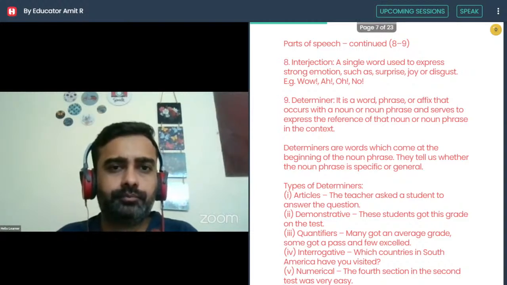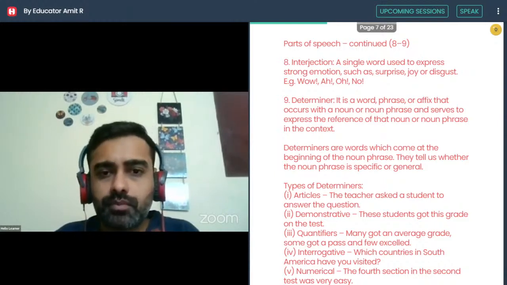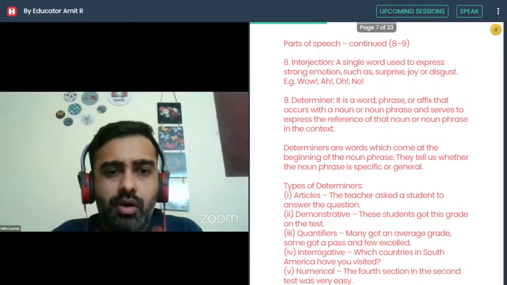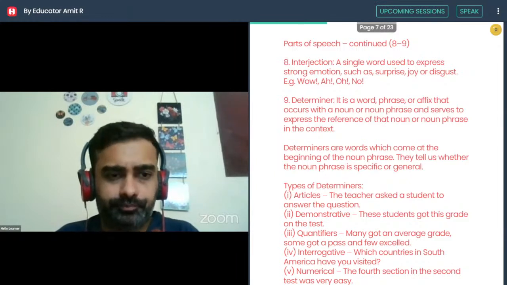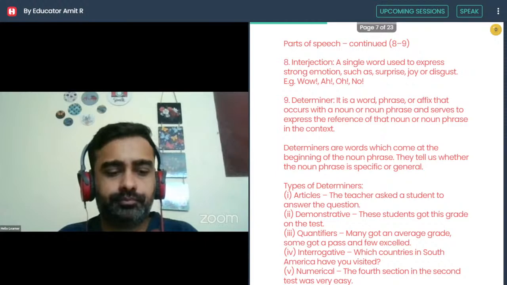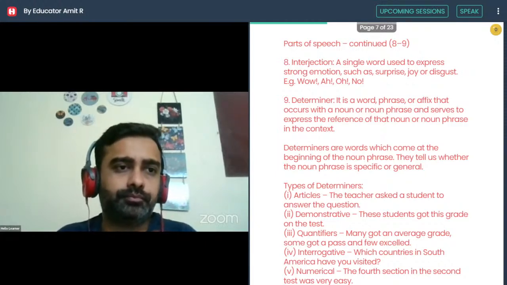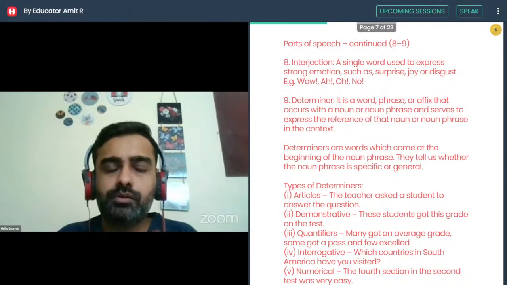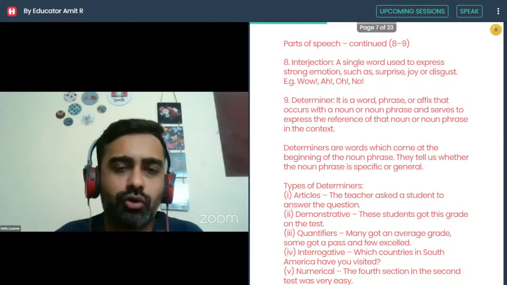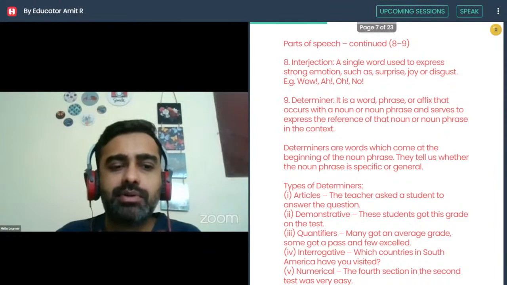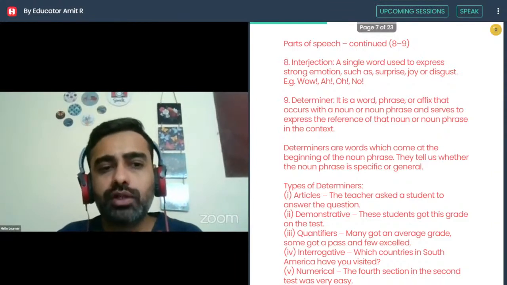They tell us whether the noun phrase is specific or general. Types of determiners: articles. The teacher asked a student to answer the question. Second, demonstratives. These students got this grade on the test. See, when you pronounce "got", your pronunciation of O is very strong. You don't need to pronounce O like that all the time.